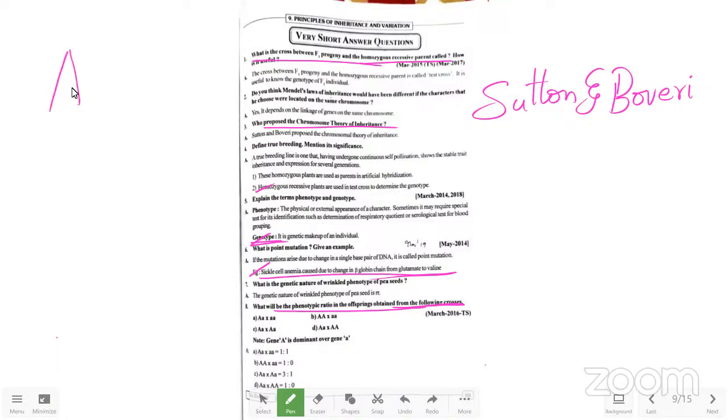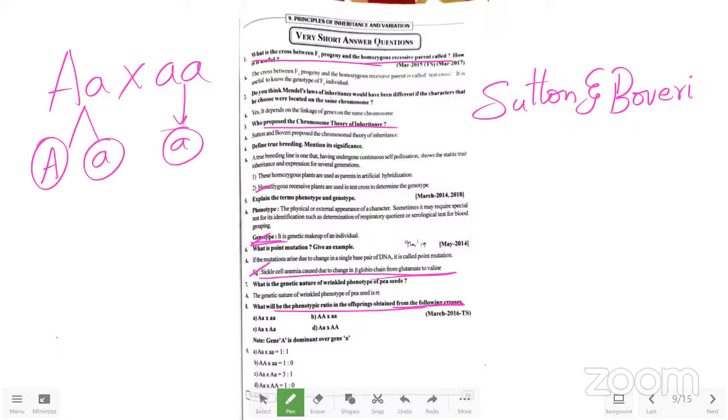The first one is capital A, small a crossed with small a. What could be the phenotype? Tall and tall, dominant and the recessive one. Okay, 1:1 ratio. Here we will get two gametes, capital A and small a. Here we will get only one gamete, small a. This will combine with this, this will combine with this. So we will get capital A, small a and small a, small a. That is, one is dominant and one is recessive, 1:1 ratio.